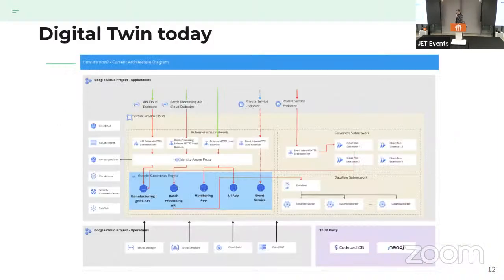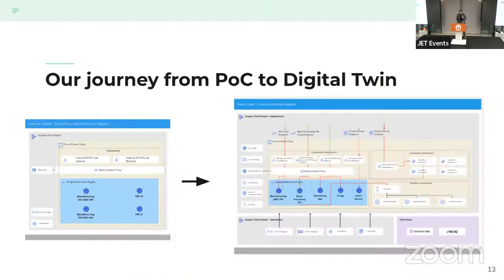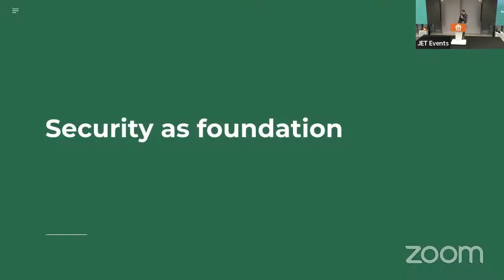And this is how the digital twin looks today. So as you can see, it's much more extended. There are many more Google services used, many more applications delivered. And basically this presentation is about how we go step by step from the POC to the digital twin, from the one which is on the left to the one which is on the right. So yeah, let's get into that.